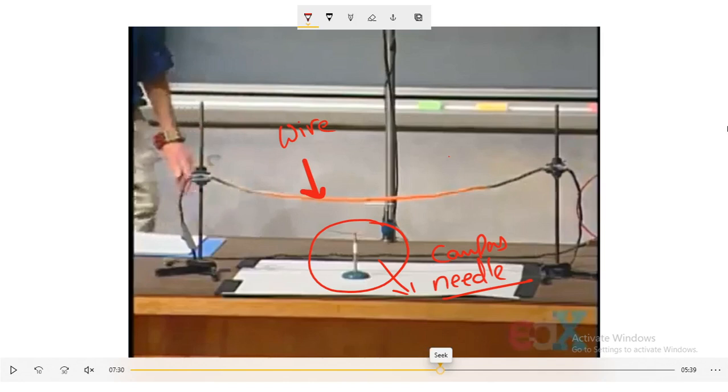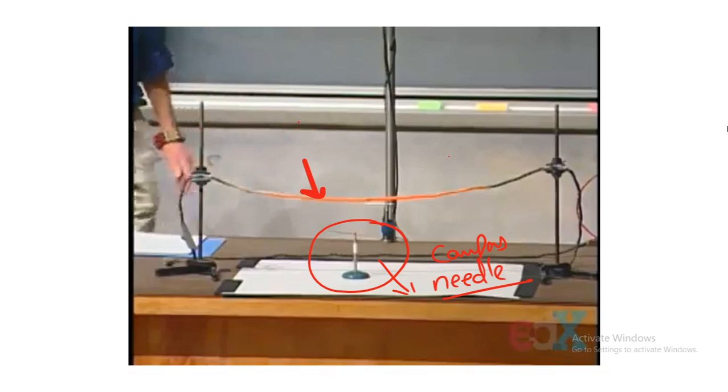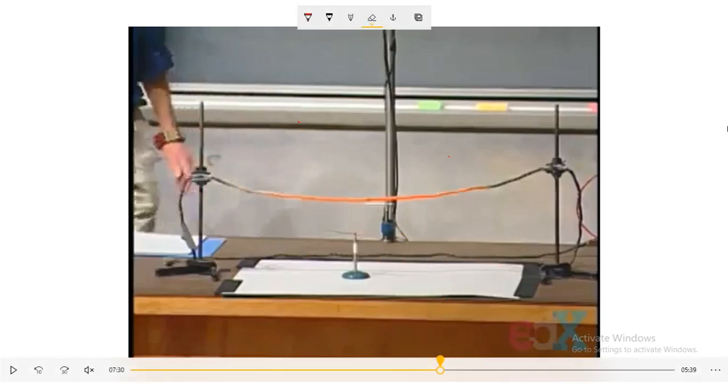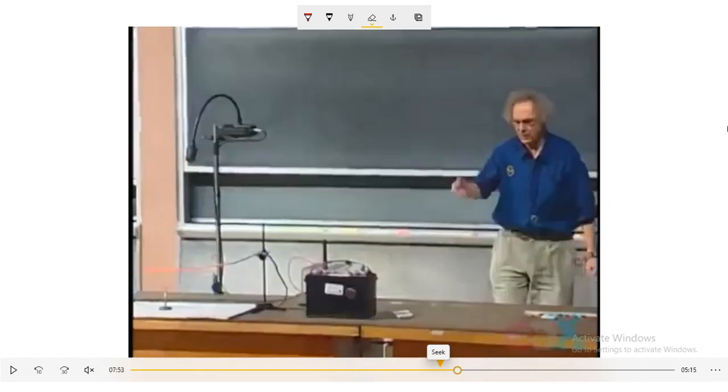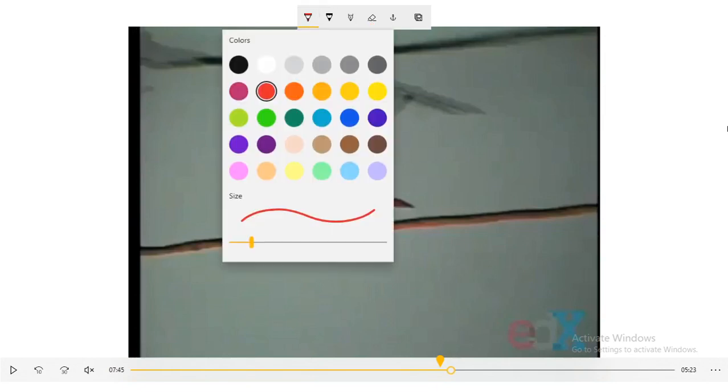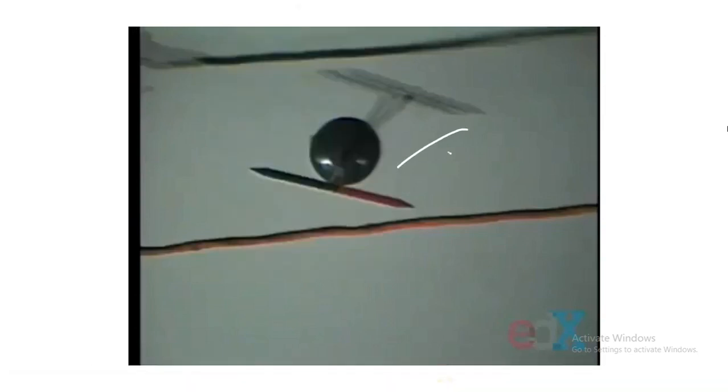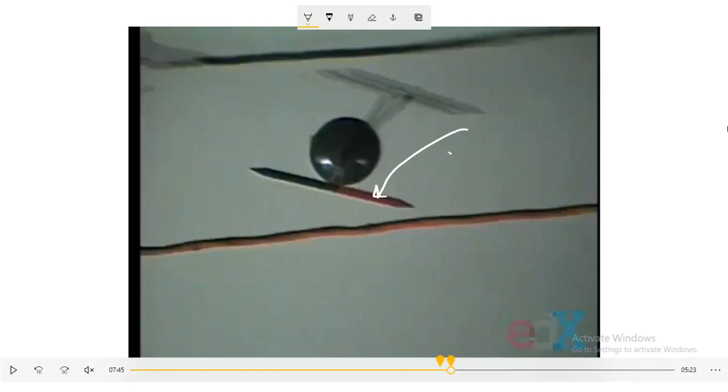Just like how we play with an ordinary magnet and a compass. But here there is no natural magnet, just a current carrying conducting wire. So when current passes through this wire, this compass needle will start to deflect. That's the observation made by Oersted.